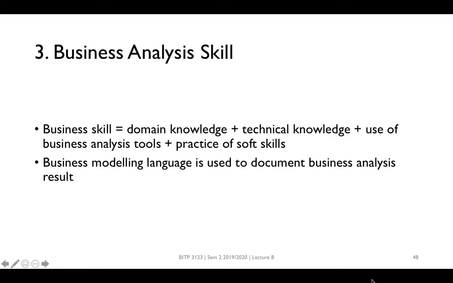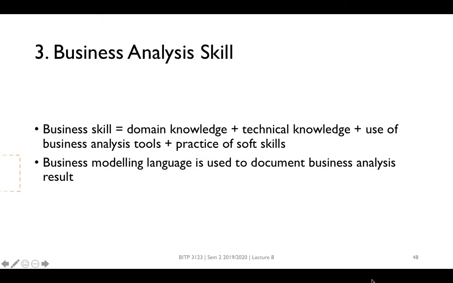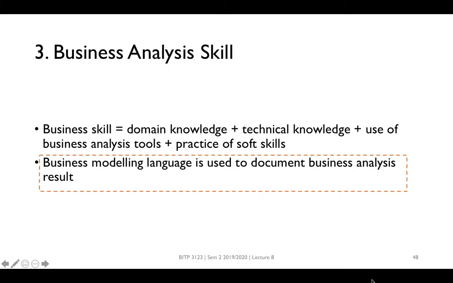The third skill to acquire is business analysis skill. Business skill is a combination of domain knowledge, technical knowledge, use of business analysis tool, and practice of soft skills. Business modeling language is used to document business analysis result. The result will be used throughout the EA development.